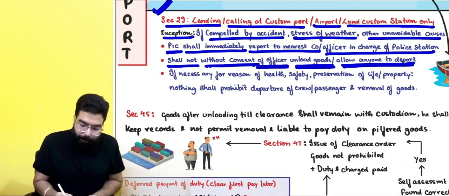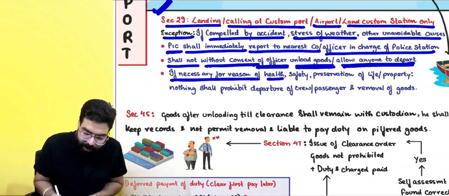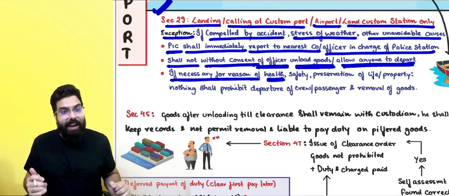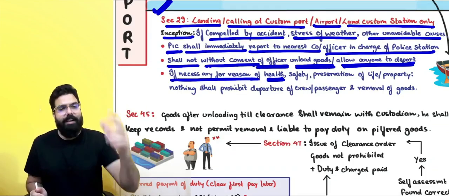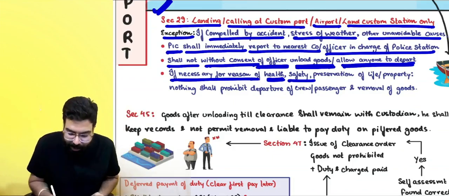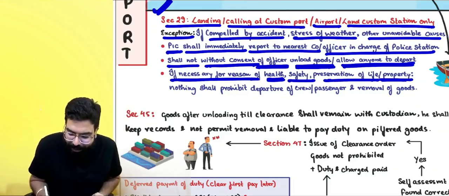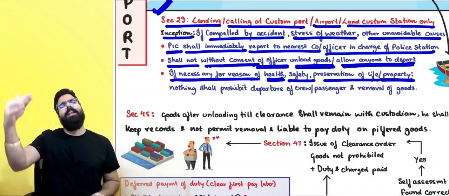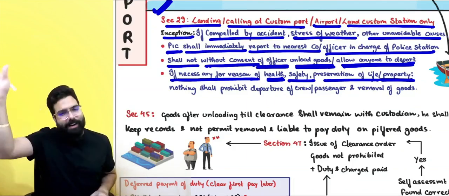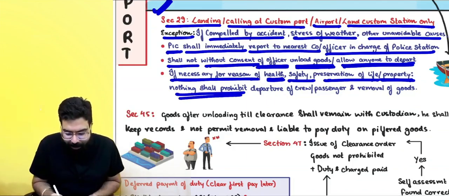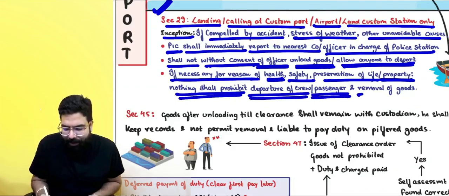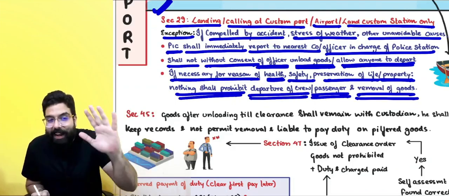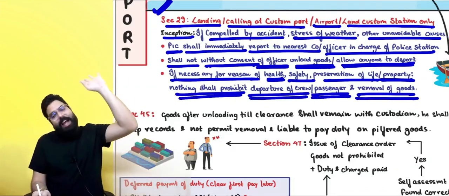But if it is necessary for the reason of health, for example the ship is on fire, or for safety or preservation of life or property, then tell the people to take their goods and run. Nothing shall prohibit departure of crew, passenger, and removal of goods. That time, just take your goods and run.